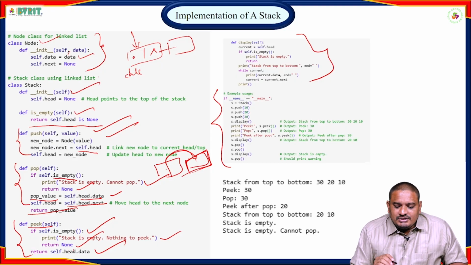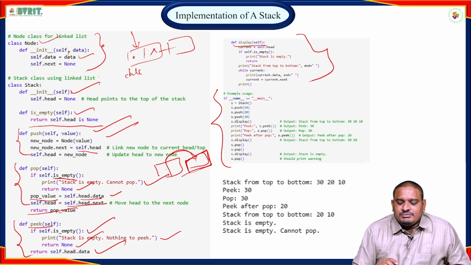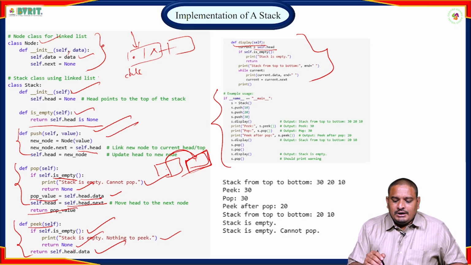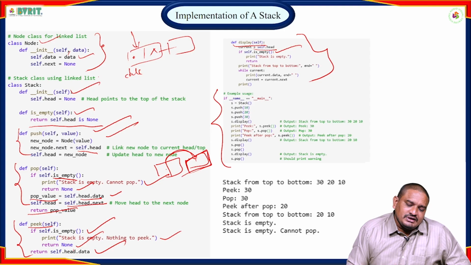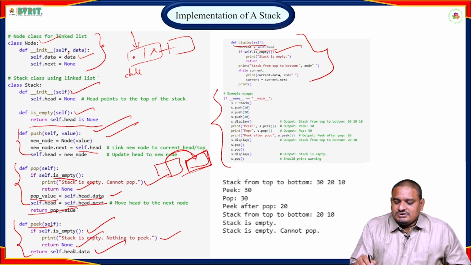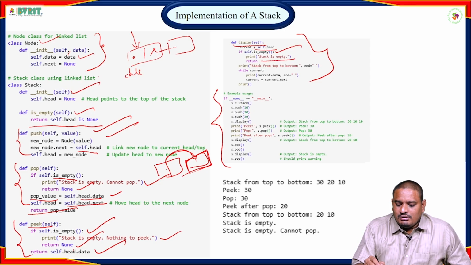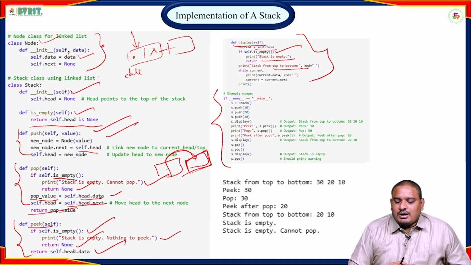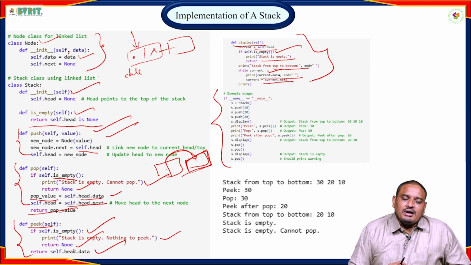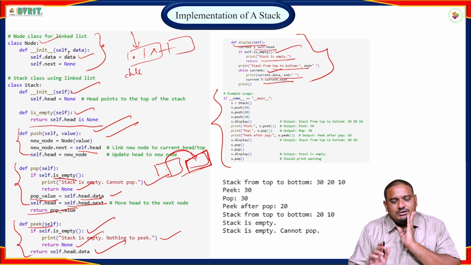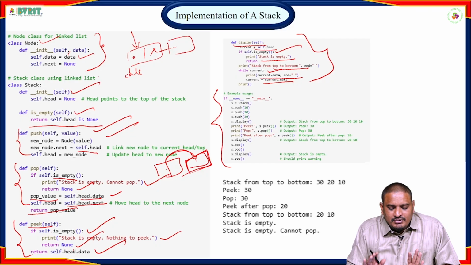Next, the display method. def display: current equals self.head. Now we check whether the linked list is empty or not. If the stack is empty, return. Otherwise display from top to bottom. While current is not None, print current.data, and then current equals current.next. This is the display method.